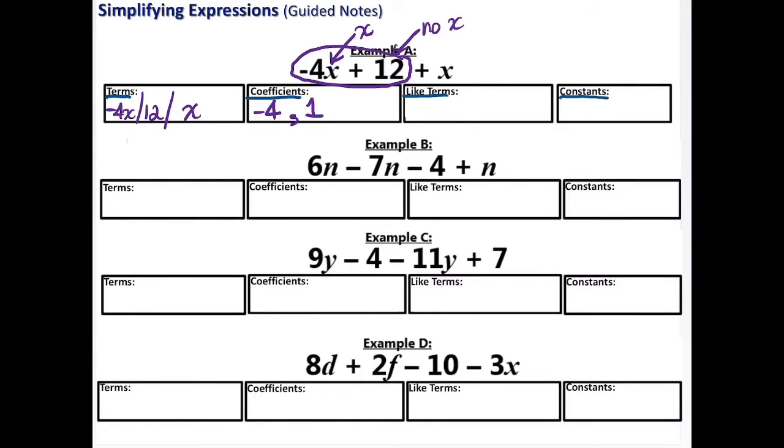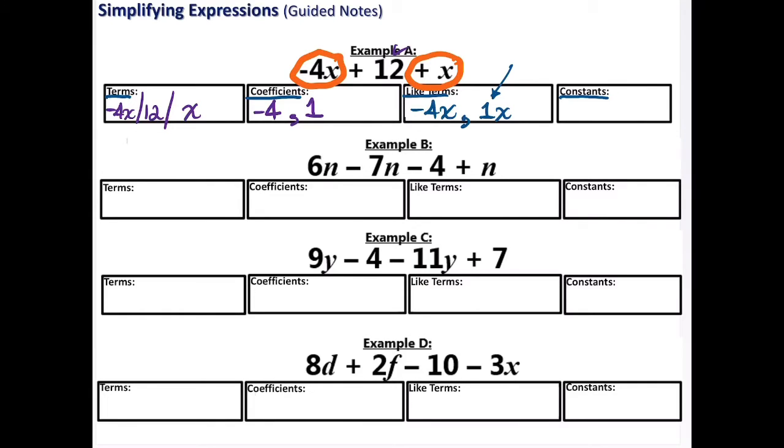This one does not have an x, so those would not be considered like terms. So the like terms here are the x terms right there. So we've got negative 4x, and we have positive 1x. And sometimes I encourage my students to just write 1x. If it's just a lone variable, it's okay if you just write x.